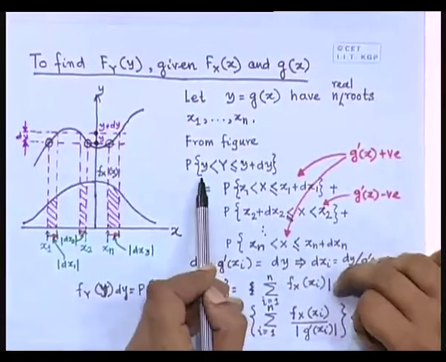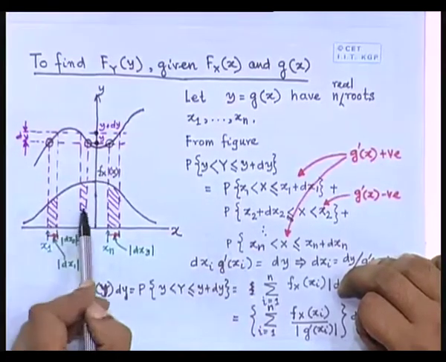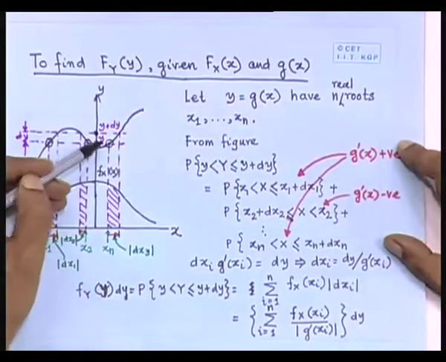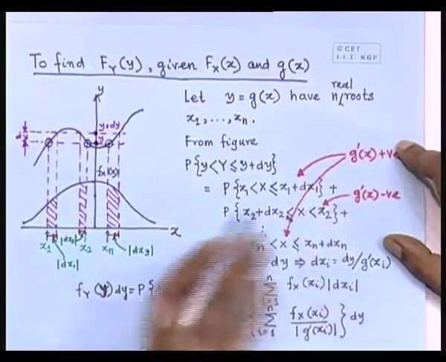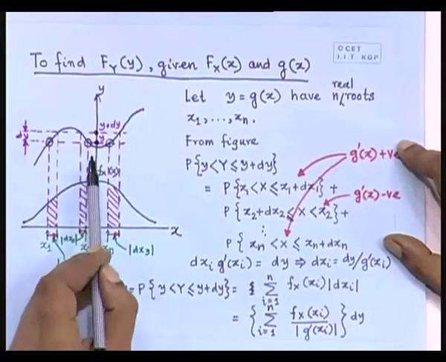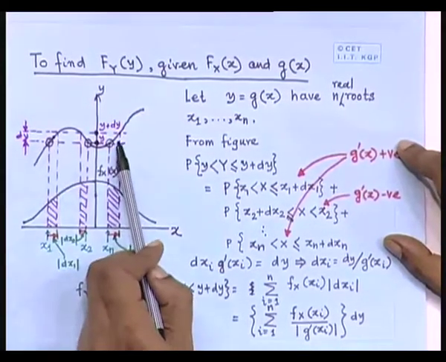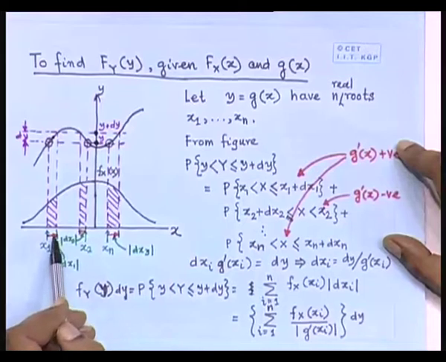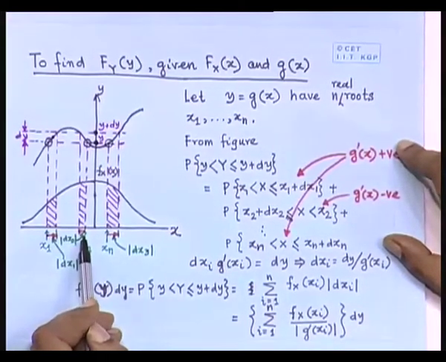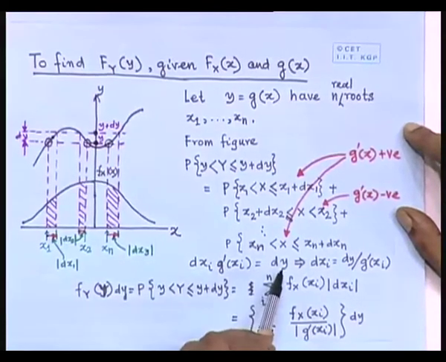So that is what I have written: the probability that capital Y is between small y and y plus dy is basically the sum of these hatched areas. Here we have taken a positive increment. Now there is a small sign problem which you have to take care of. The gradient is positive at x1, here the gradient is positive, but here the gradient is negative. Similarly dx1 is positive, dxn is positive, but dx2 is negative. That is simply because dy equals dxi times g'(xi), and dy is positive. So if this is negative, this must be negative.